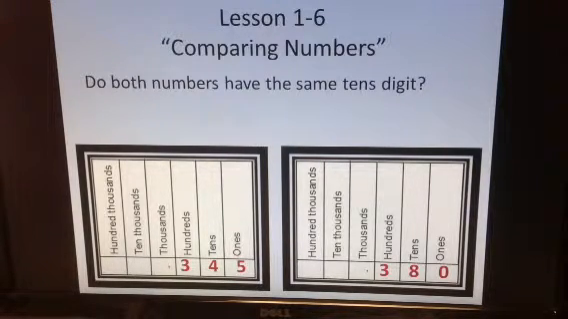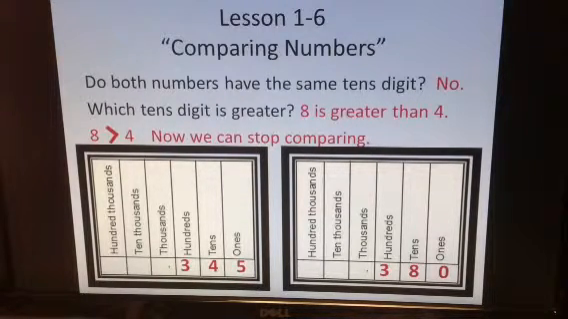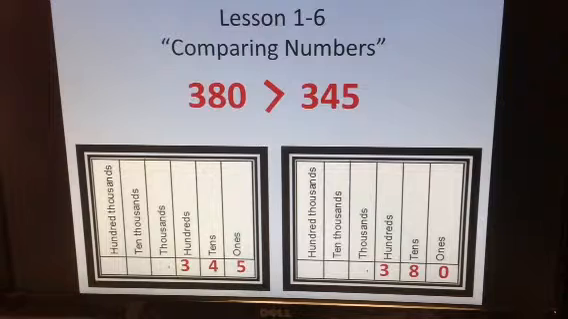Do both numbers have the same tens digit? No. Which tens digit is greater? 8 is greater than 4. There's the symbol showing 8 greater than 4. Now we can stop comparing. 380 is greater than 345.